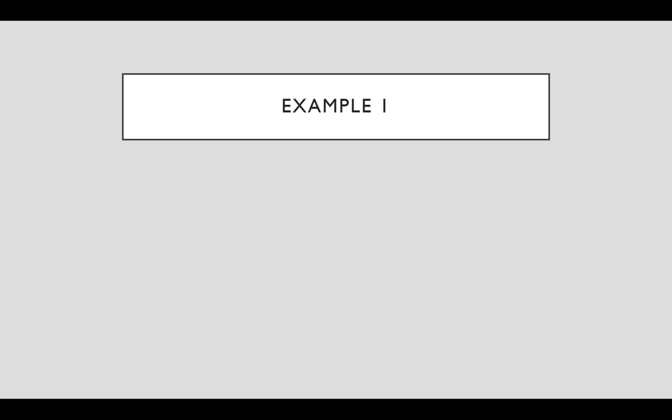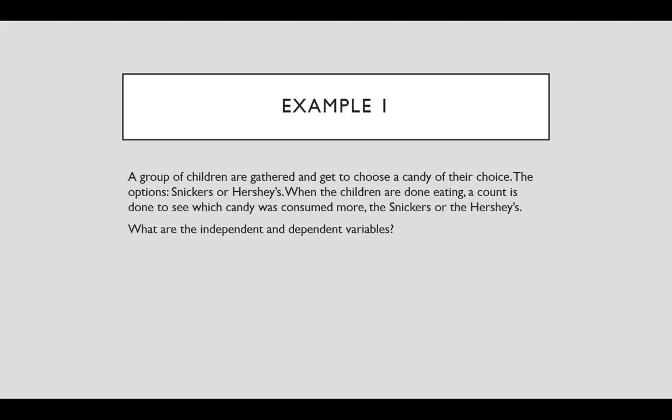The first example we'll discuss: a group of children are gathered and get to choose a candy of their choice. The options are Snickers or Hershey's. When the children are done eating, a count is done to see which candy was consumed more, the Snickers or the Hershey's. What are the independent and dependent variables? Go ahead and pause the video and take a guess.